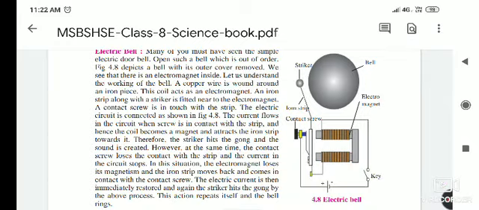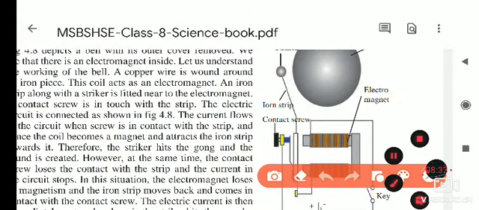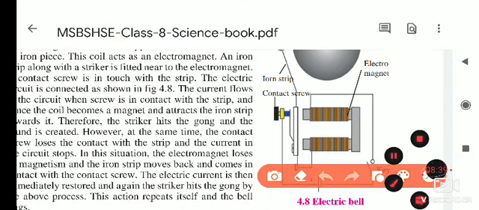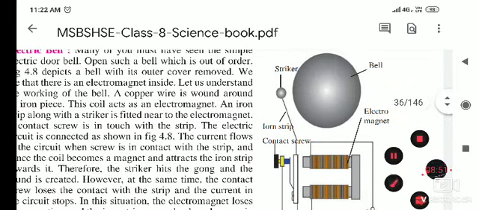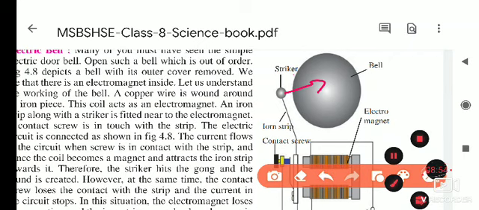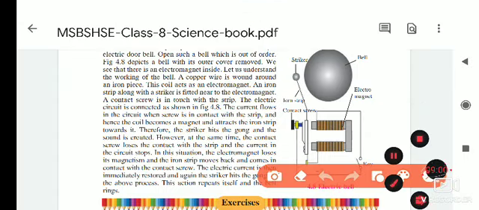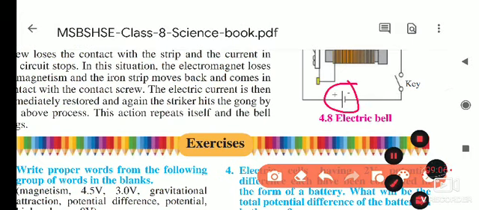So first of all, here is the figure. Inside, the bell is there, the striker, and this is the iron strip. When the current flows through, it behaves like a magnet, as I told you before. This iron strip gets attracted towards it, and the striker hits the bell and a sound is produced, meaning the bell is ringing. So this figure is very important. In the figure you have to show the cell, because if the cell is not there, the working will be impossible. These small points I told you are very important.